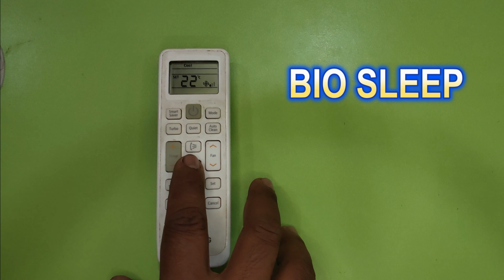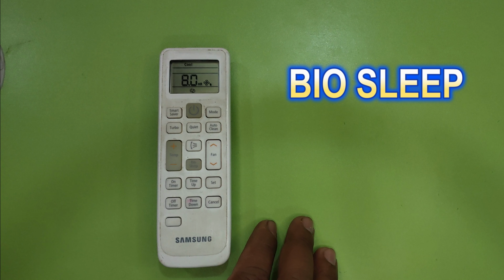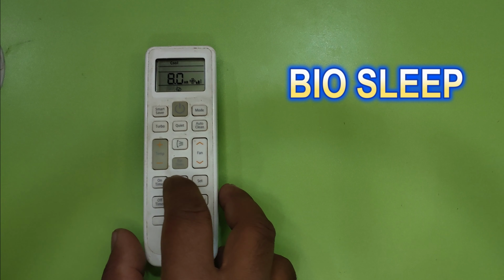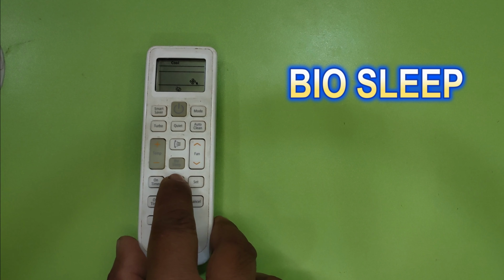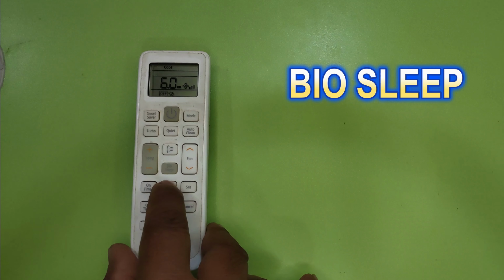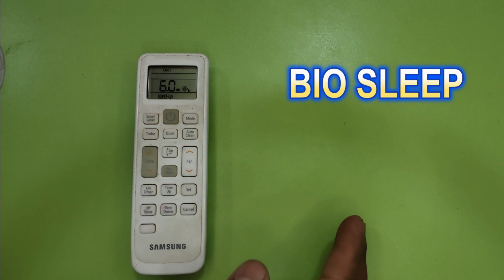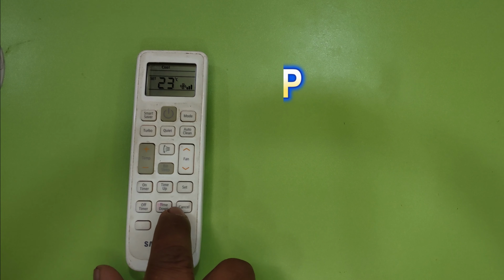Next button is BioSleep. BioSleep timer has a function which allows you to set a timer from 1 hour to 12 hours. It is very easy to set a timer in BioSleep function. Just press the up and down button of the timer, set the time you want and then press the set button, your timer will be set. And if you want to cancel the timer, then press the cancel button and your timer will be cancelled.